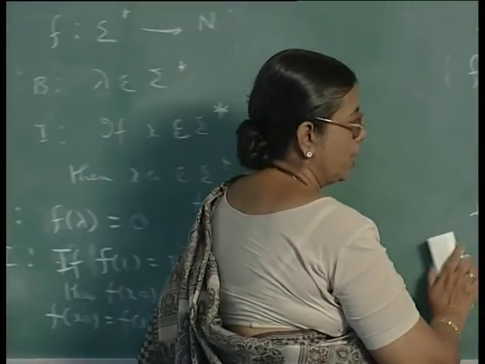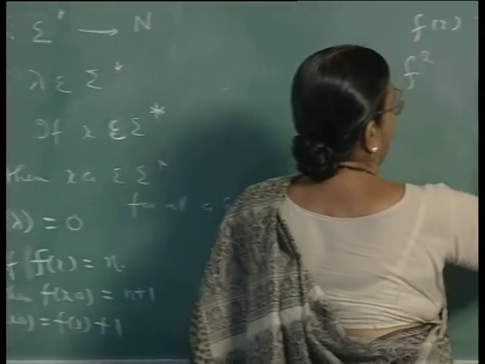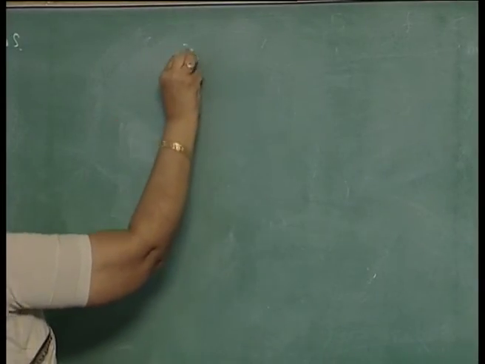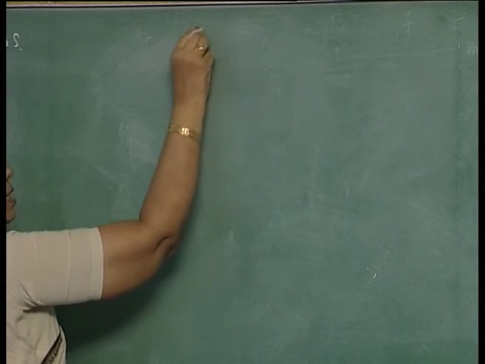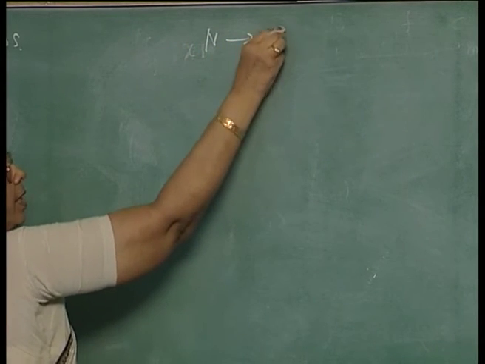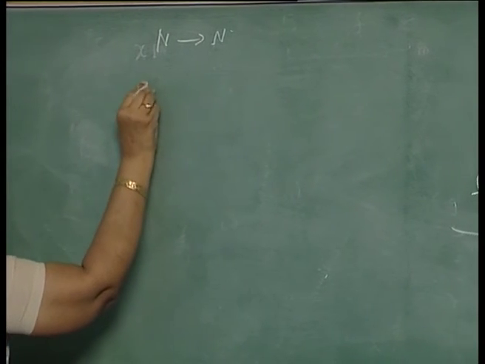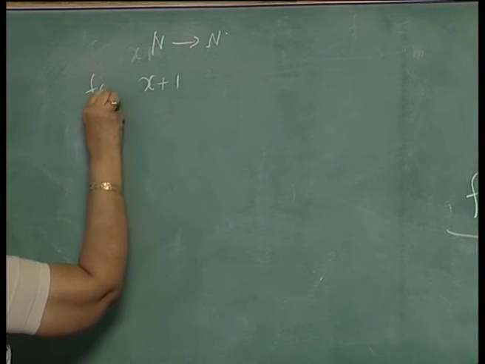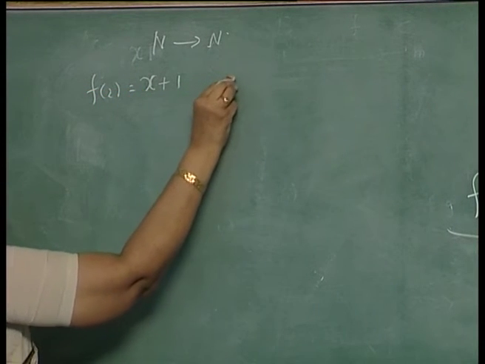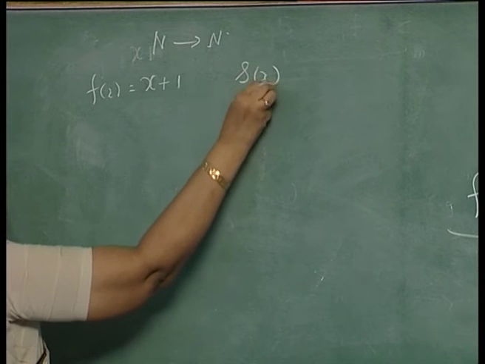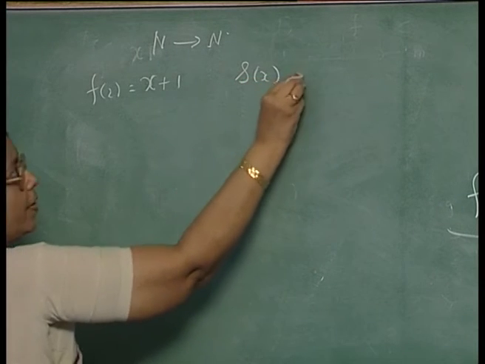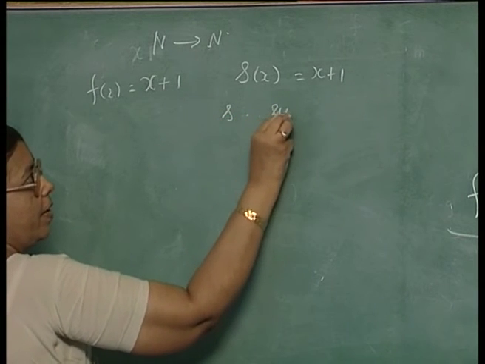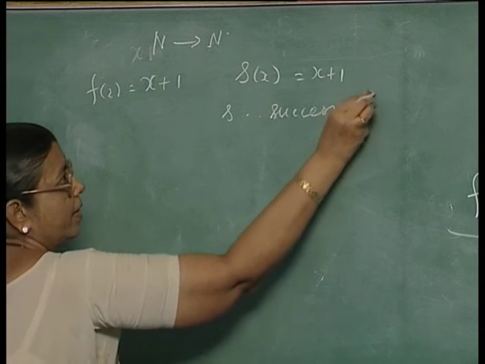Let us consider some more examples, because this is the way certain things are defined. Usually, take the set of non-negative integers to non-negative integers, then x plus 1, instead of saying f of x is equal to x plus 1, you usually call it the successor of x, s of x. s of x is equal to x plus 1, where s is the successor function, call it the successor function.